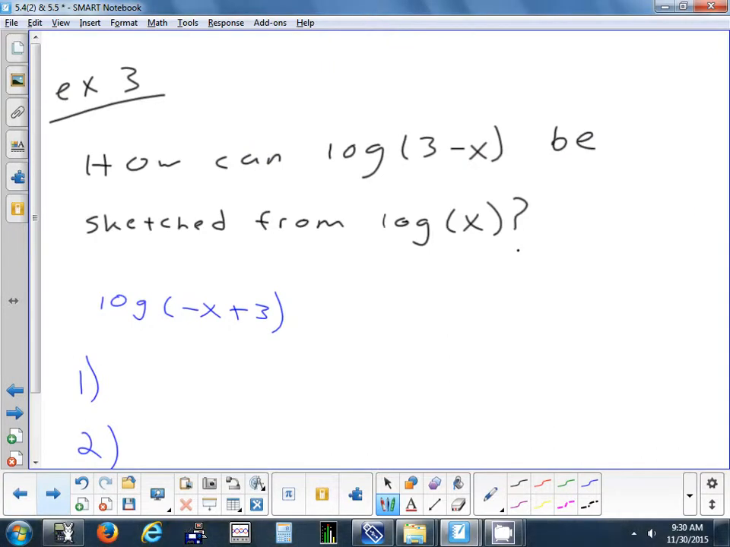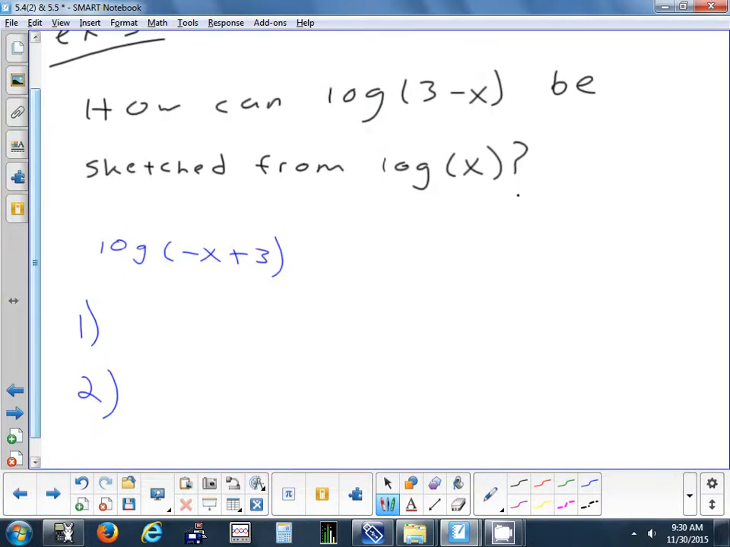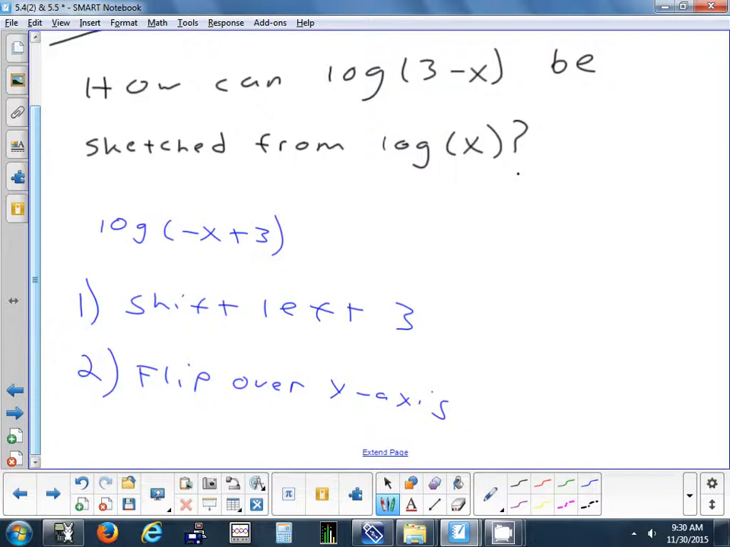All right, so let's start with the plus 3. Jamie, what's the plus 3 going to do? Horizontal shift left 3. Yep, so we can just write shift left 3. Just say the direction and say how much. Horizontal shift is fine to say too. And the negative x. Matt, you remember from the last problem what that negative x does? Flip over the y. Nice. Flip over the y-axis. That's all there is for that one.